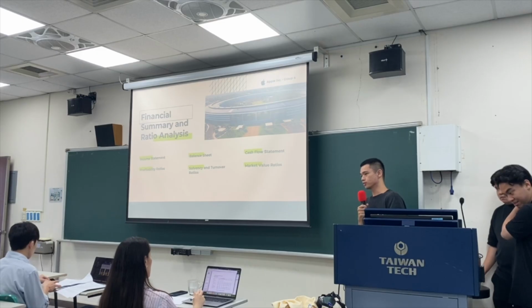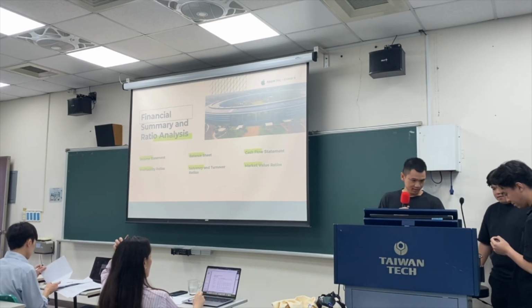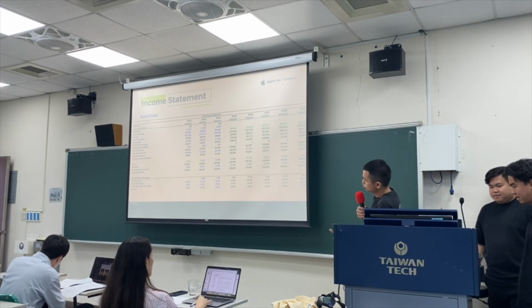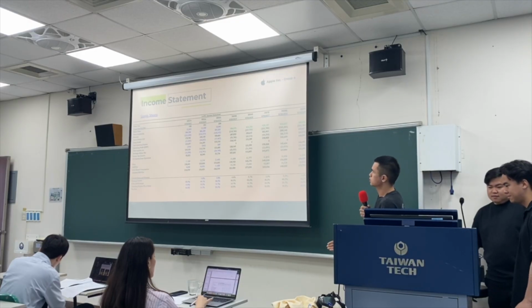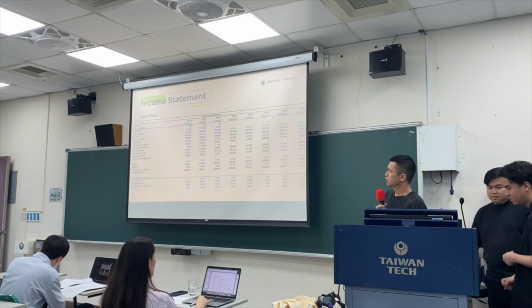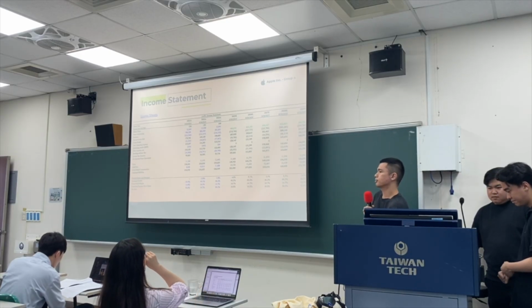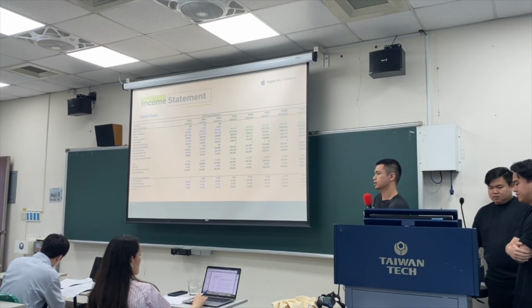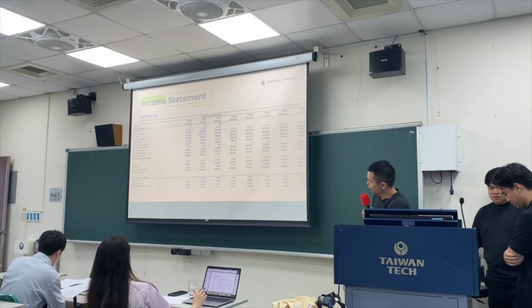We bought a lot of computers before, and in the income statement for 2022, they have a very huge jump in revenue, and the reason is in 2020 Apple developed a new chip for their main product. Apple's main products are iPhone, iPad, and MacBook, both MacBook Air and MacBook Pro.